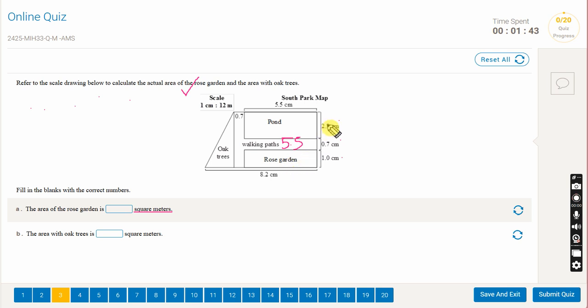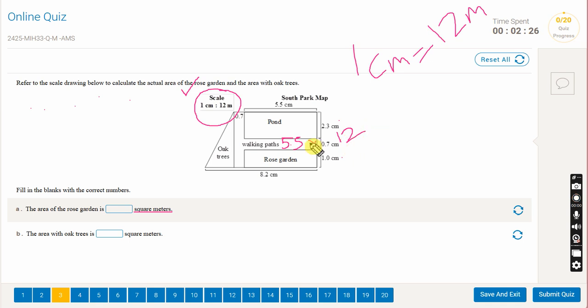Usually when you convert from centimeters to meters, you'll divide by 100. But here, they don't want you to go through that. They want you to go through this scale. What is this scale? 1 centimeter is equal to 12 meters. They don't want you to convert centimeters to meters by dividing by 100. Rather, they want you to convert 1 centimeter into 12 meters. This is the scale they have given us, and we have to follow what they have given in the question. So this value here, 5.5, we will multiply by 12.